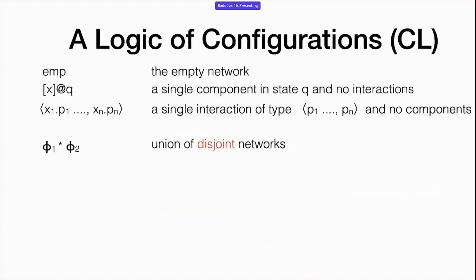Now we have a logic that describes infinite sets of such configurations, and the logic has an atomic proposition that describes just the empty network, and then an atomic proposition describing a single component in a certain state and no interactions at all, and then another atomic proposition that describes a single interaction and no components at all. And now to describe networks, we use an operator called star, which is classical in separation logic, and that simply describes the union of disjoint networks.